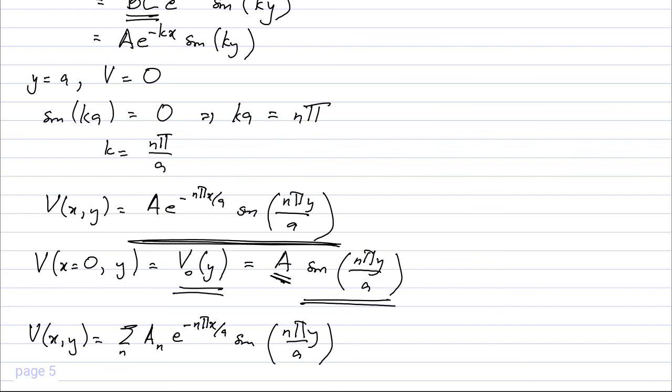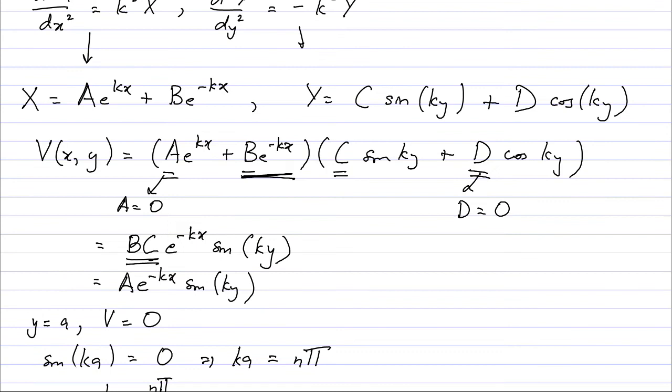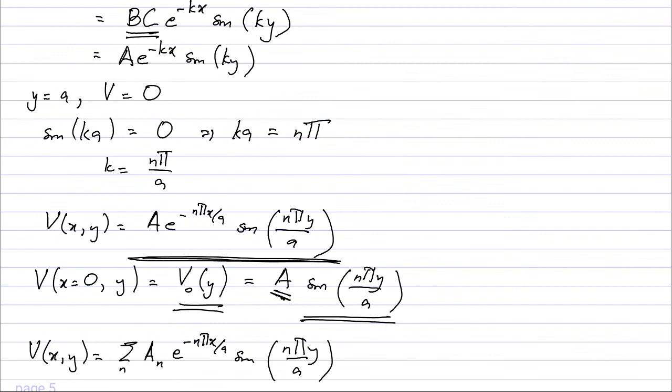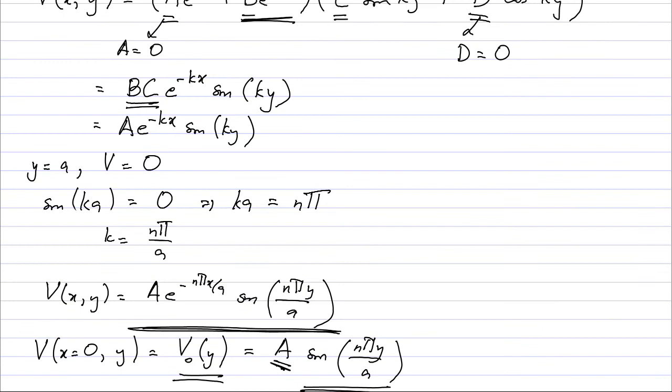n, by the way, is not going to be a negative integer, otherwise you won't satisfy the boundary condition that V approaches 0 as x approaches infinity. So n is 0, 1, 2, 3 and so on. But you also don't want n equal to 0, because when n is equal to 0, you will get 0 anyway, since sine of 0 is 0. So you might as well start this sum from n equals 1 all the way to infinity.